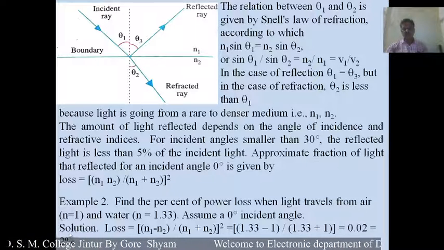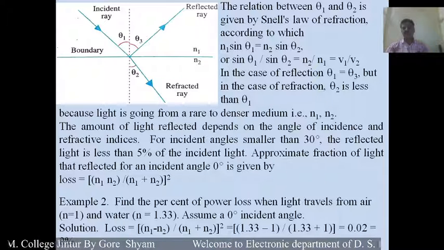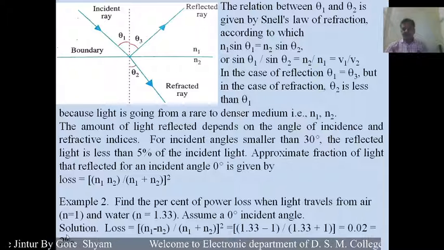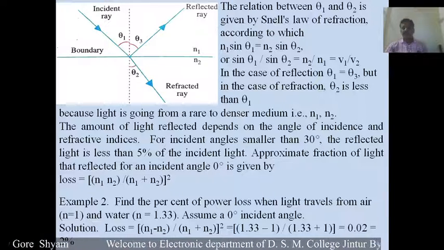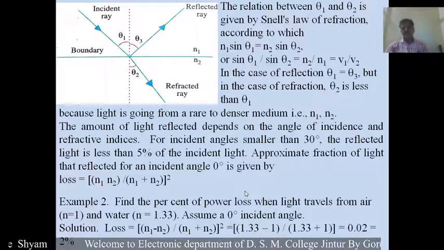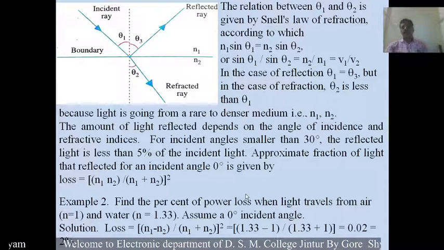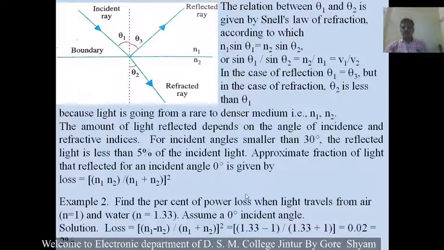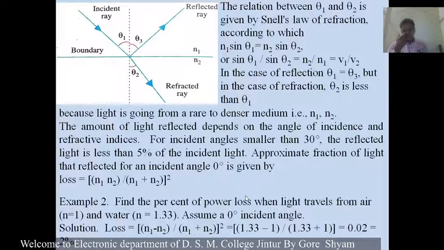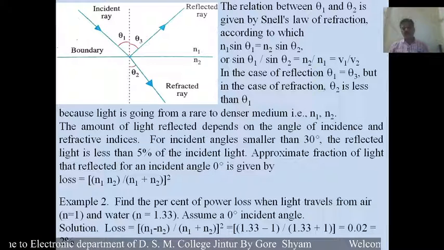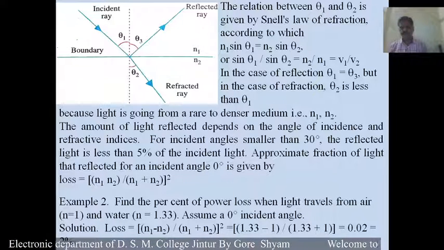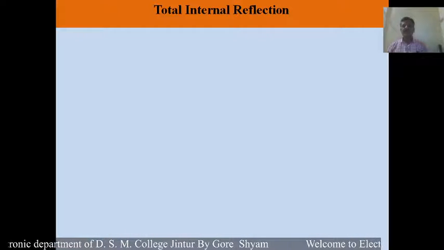Here the loss is equal to 2% when the light is traveling from the rare medium into the denser medium; then some light is lost. Okay, so this is Snell's law, and Snell's law gives the relation between the angle of incidence and angle of refraction. Okay, now let us see the total internal reflection.